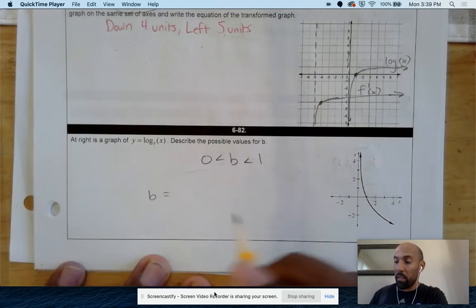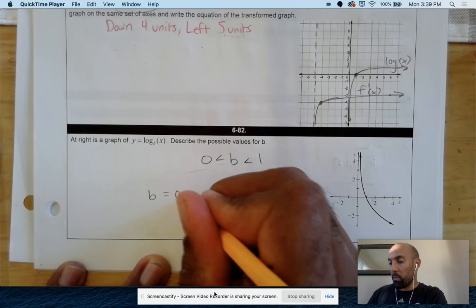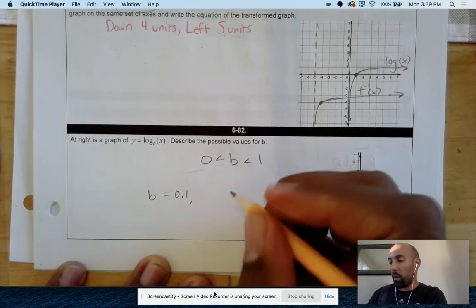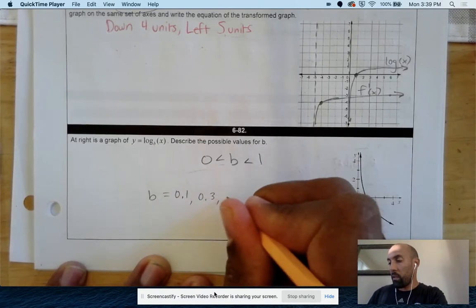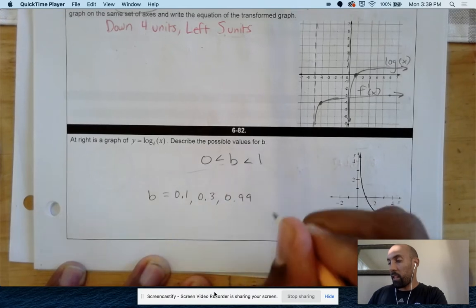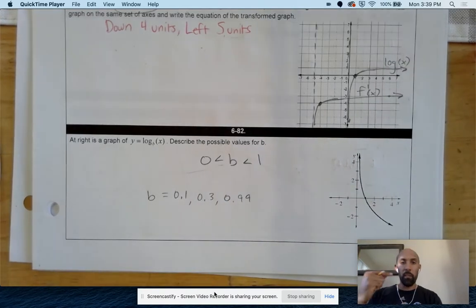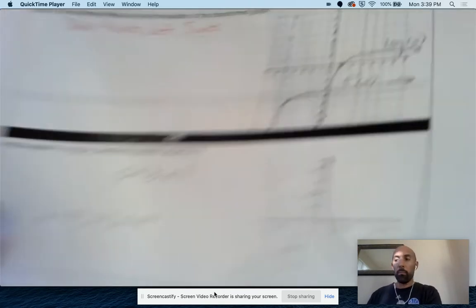So some possible b values would be like the ones we did, 0.1, 0.3, 0.999. As long as it's less than 1, it flipped. So that's interesting. It's actually new to me. I didn't know that.